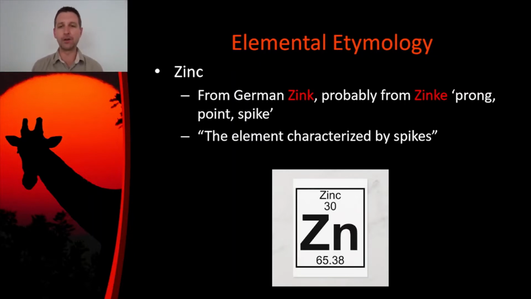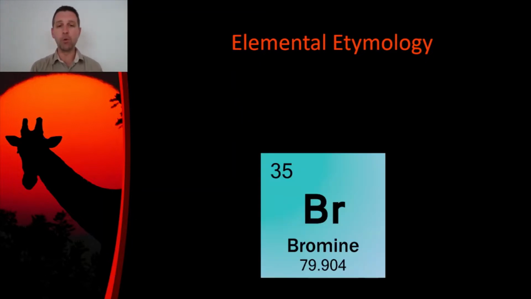It's the element characterized by spikes because when it is created or made or smelted from other sources like ores or compounds, it has spikes in it. Again, I'm not a chemist, I've never seen this myself, but this is what people say, and this is apparently how the element got its name. It's the spiky element, so that's a pretty cool name once you know about it.